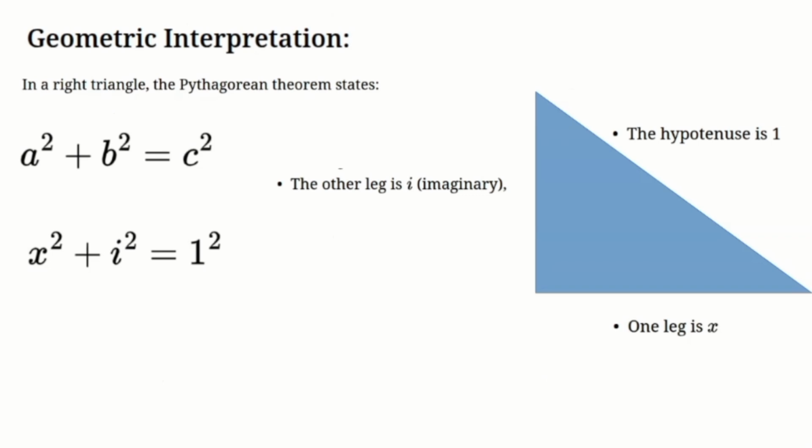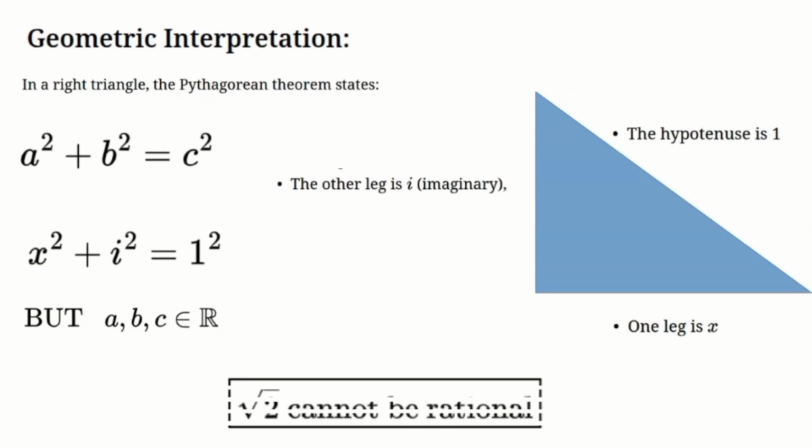In real-world geometry, all three sides of a triangle must be real numbers. You can't have an imaginary length in a physical triangle. What does this mean? This contradiction tells us that assuming the square root of 2 is a rational number leads to an impossible geometric situation. Since real numbers cannot form an impossible triangle, our assumption must be false, and that means the square root of 2 cannot be rational.